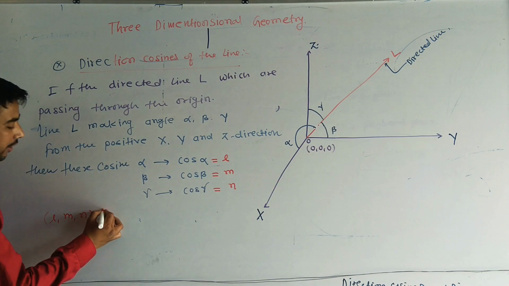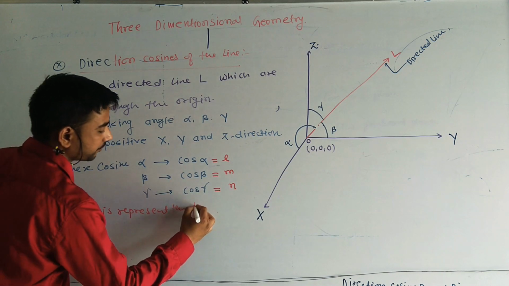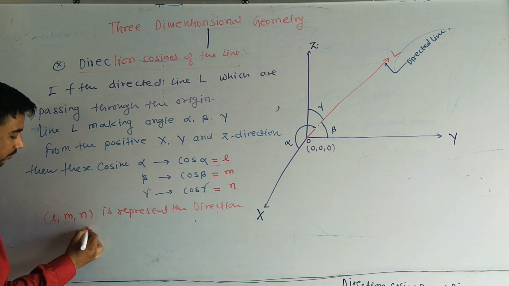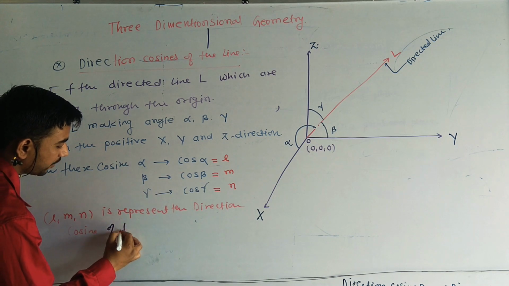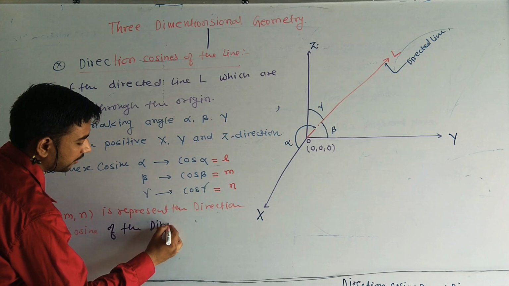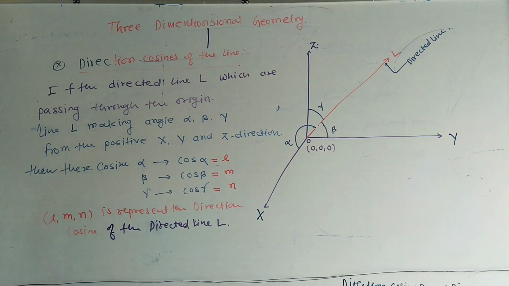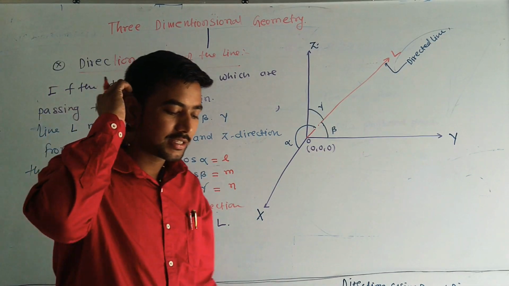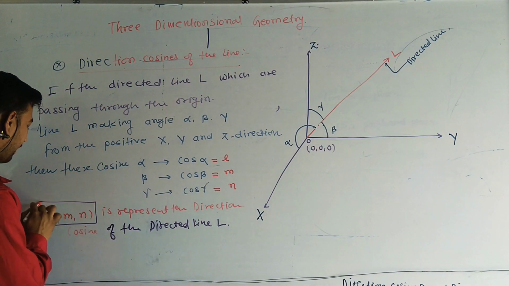L, M, N represent the direction cosine of the line, directed line, you can say directed line, capital. So if you want to represent direction cosines of the line, then we need to find L, M or N value.